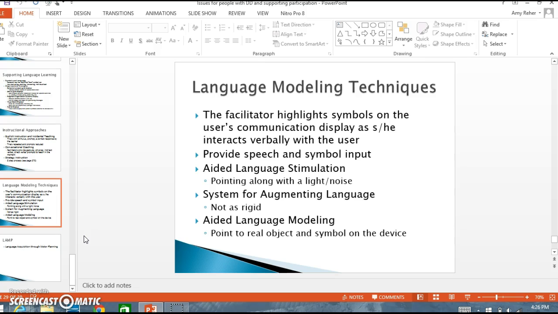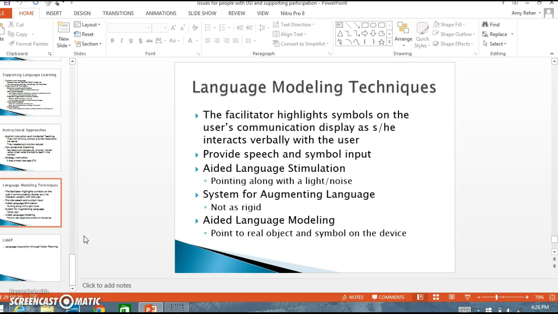So you would do the same thing. We're going to practice. We're going to say open door, please, and be pointing to those 3 words or 2 words, whatever your target is, every time that you say it. So you're matching it again with the speech and the symbol. You're providing both of those inputs for the individual.